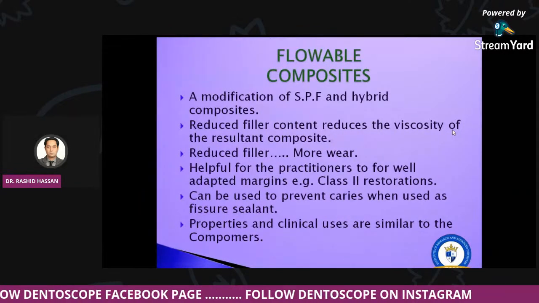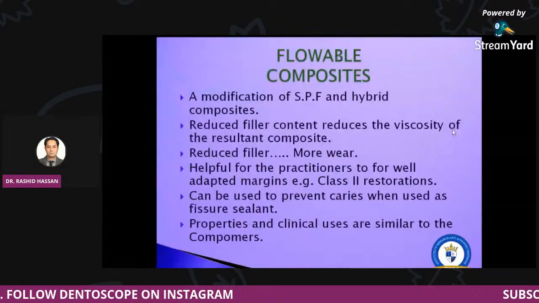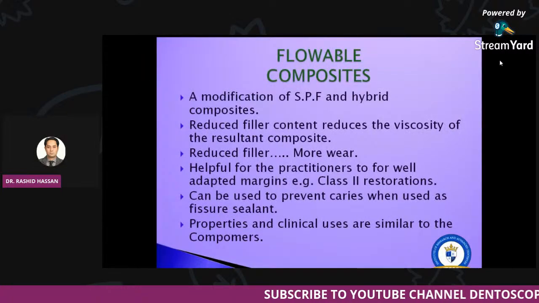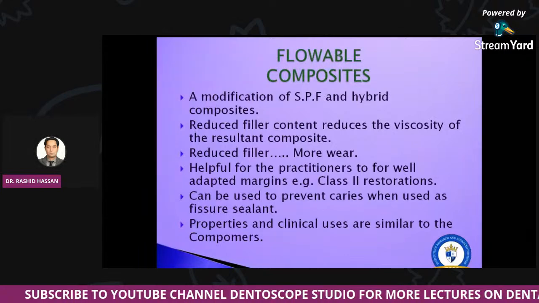The compomers are not used in the high stress areas, and that's why. And physically, they are very smooth and lustrous. So that's why the flowable composites also have the same properties.